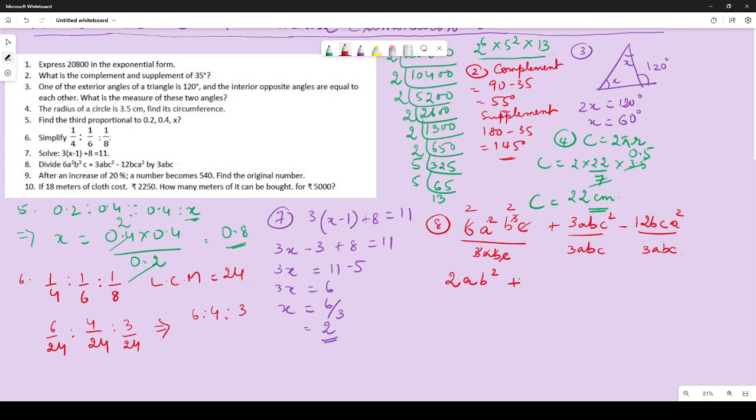Now plus, the sign remains the same. So 3 and 3 get cancelled out, a b get cancelled out, c and 1c cancelled out. So minus 4 times c, c and c get cancelled out, b and b get cancelled out, and there is only 1a left, minus 4a. So this should have been your answer.